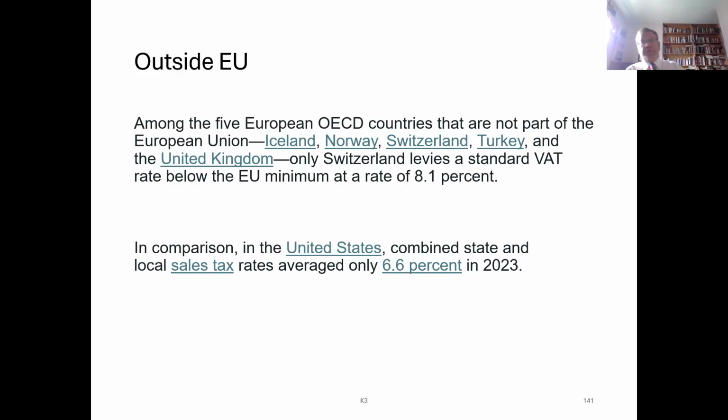Among the 5 European OECD countries that are not part of the EU, Iceland, Norway, Switzerland, Turkey, and the UK, only Switzerland levies a standard rate below the EU minimum at a rate of 8.1%, which just means that if you're a Brit traveling to Switzerland, the actual restaurant bill is high, not necessarily extortionate. In comparison, in the US, the combined state and local sales tax rates averaged only 6.6% in 2023.